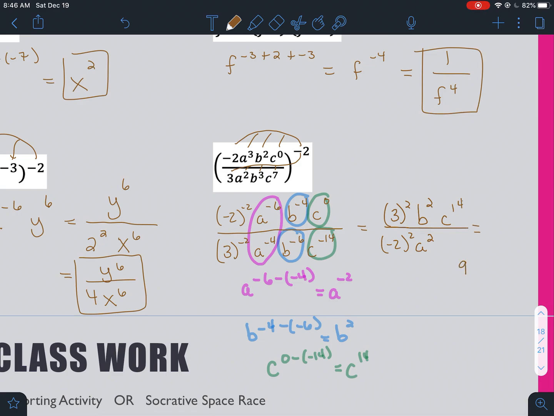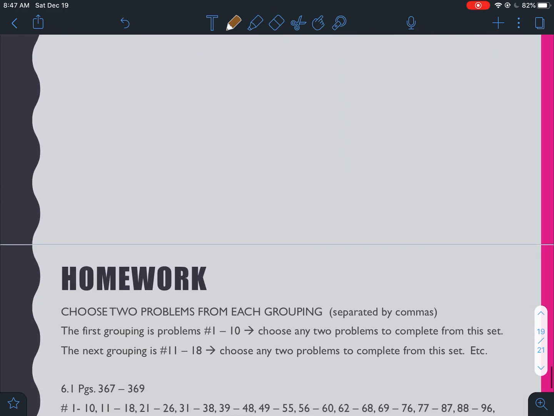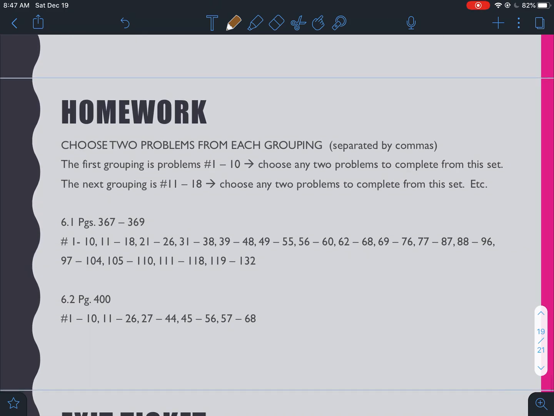And now if I simplify the coefficients, 3 squared is 9. So I get 9b squared c to the 14th over negative 2 squared, which is negative 2 times negative 2. So we get 4 and then a squared. So that final expression will simplify down to 9b squared c to the 14th over 4a squared.